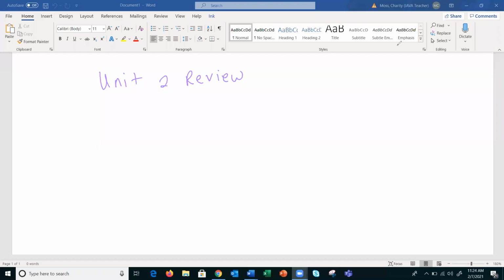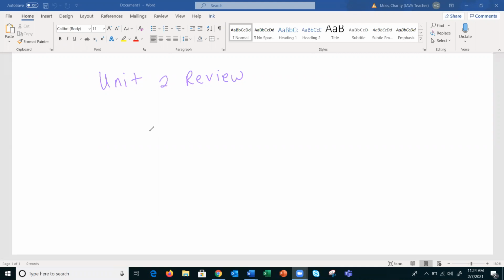Hey guys, this is a short review to help you with unit 2. The first thing we are going to start with is, given a ratio, we're going to change it into a simplified fraction.